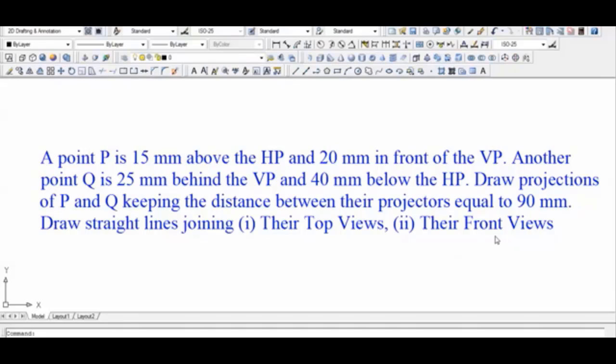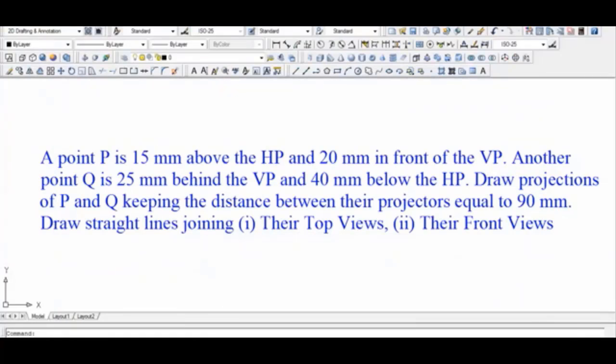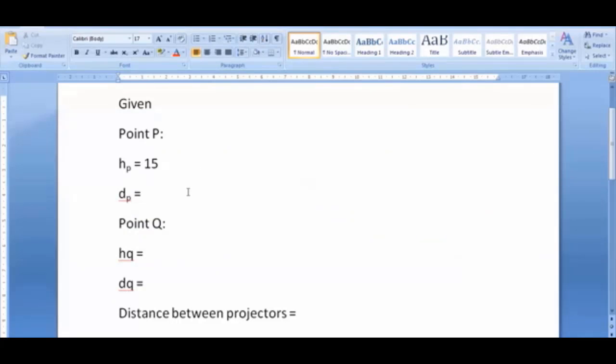Now guys, this was the question, and now let's see what we need to do. Okay, so there is this guy named point P. This is 15 mm above HP and 20 mm in front of VP. Above HP and in front of VP. So one thing is for sure, that this particular point lies in the first quadrant. Value of H is 15, the value of D is 20. Let's write point P, the value of H is 15 and the value of D is 20. H is going to be 15, D is going to be 20, fine. And point P, it's a case of first quadrant.